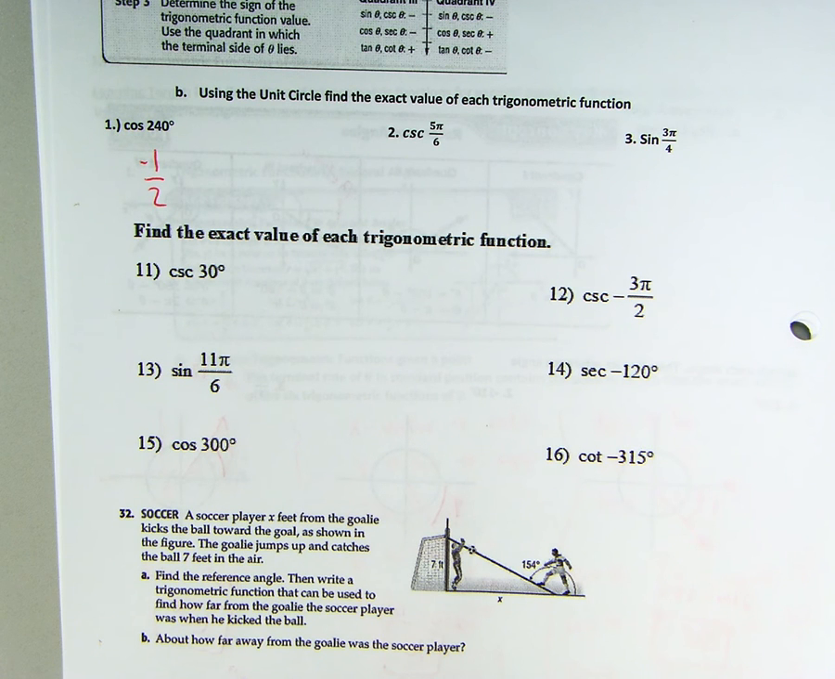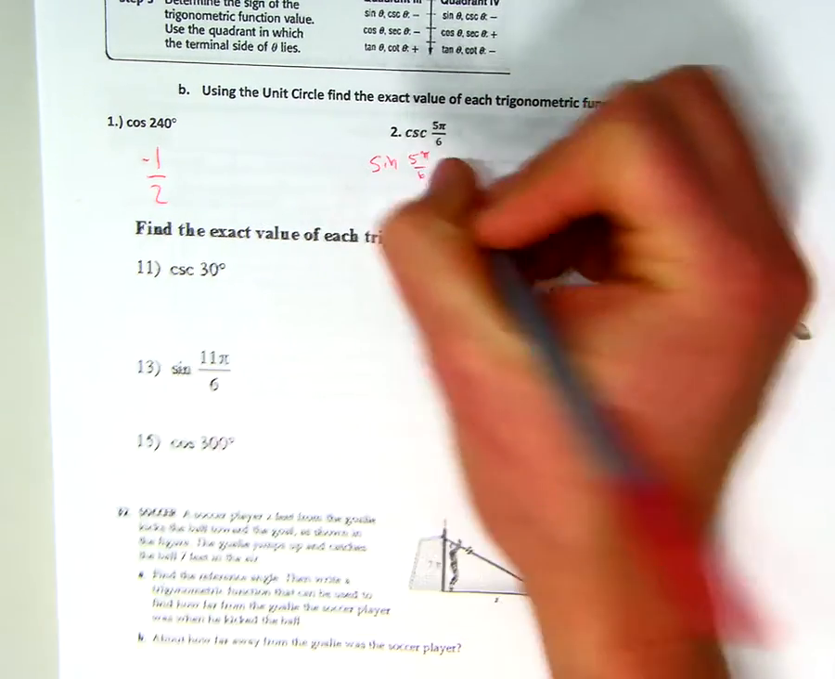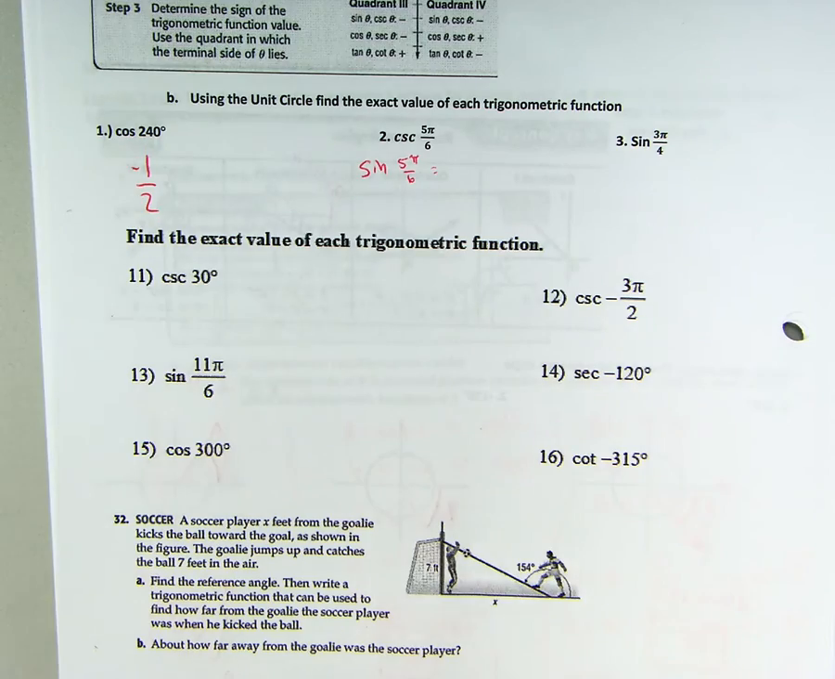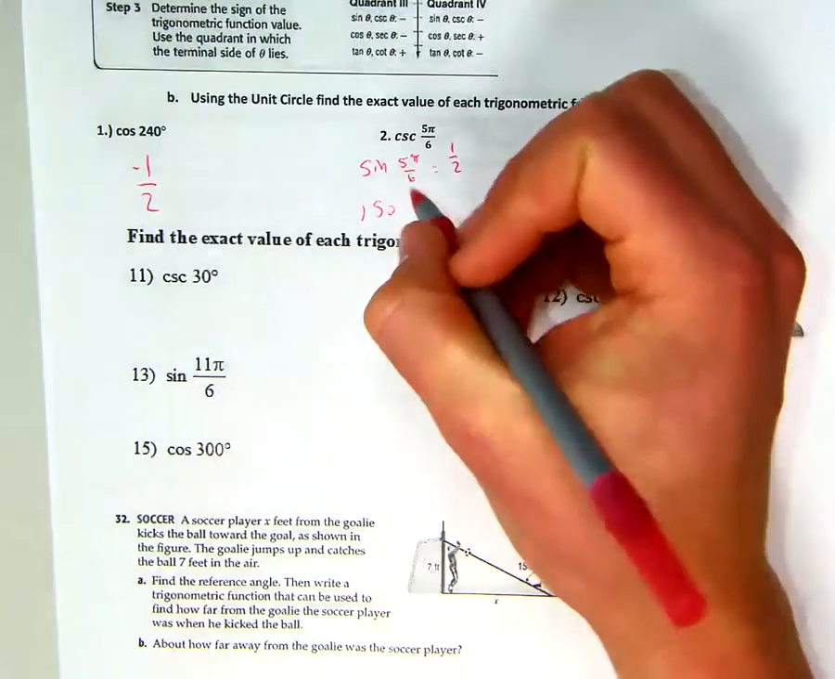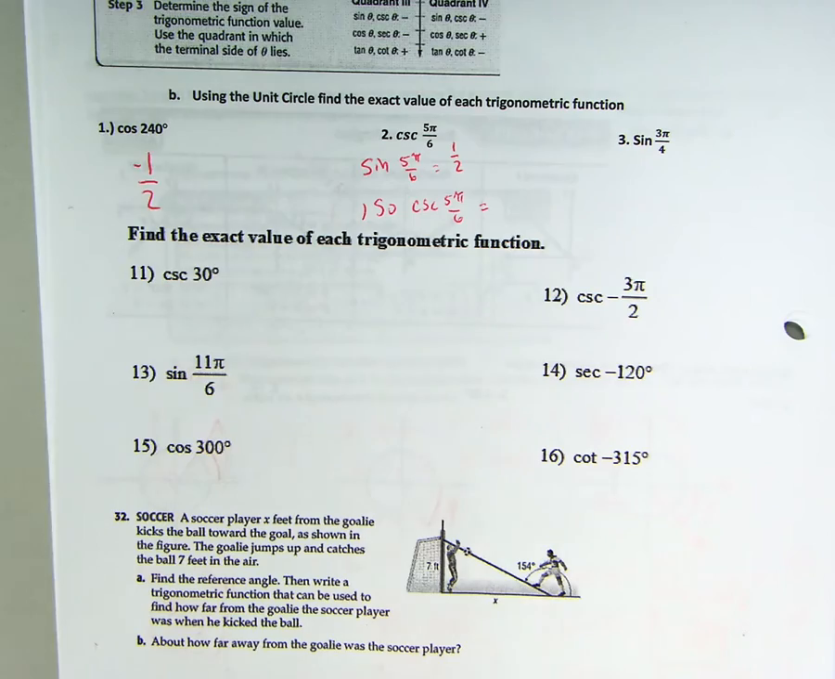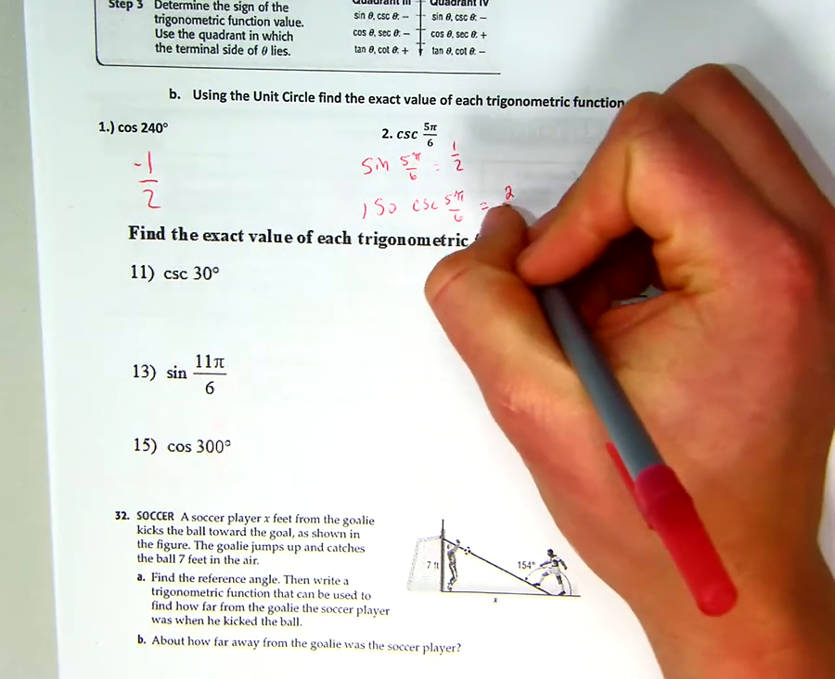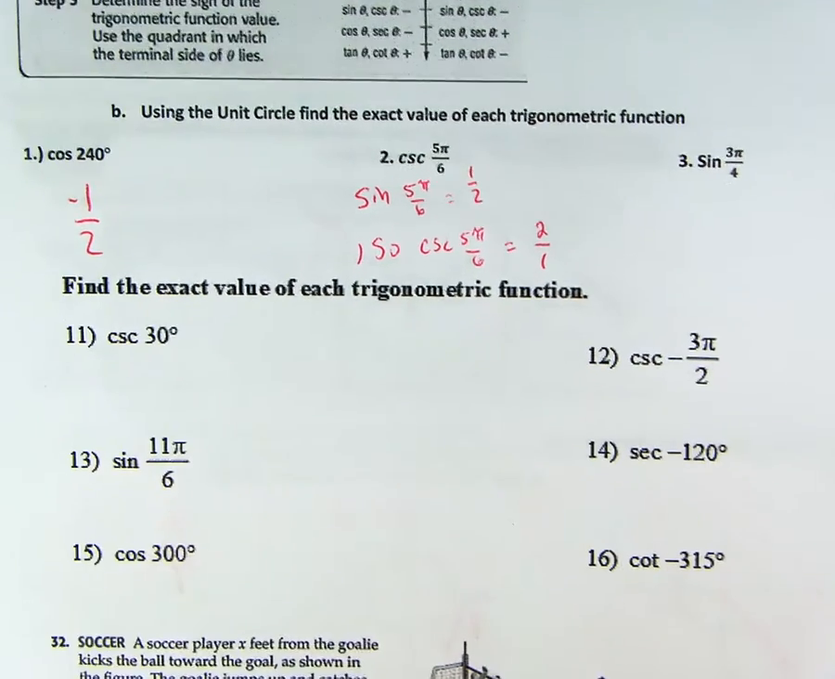All right. Now for things like cosecant, you got to think about, what does cosecant go with? It's the opposite of sine. So I know sine 5 pi over 6 is equal to 1/2. So that means that cosecant 5 pi over 6 is just that flipped, so it's 2 over 1. All right, so that's how you'd have to do that one.